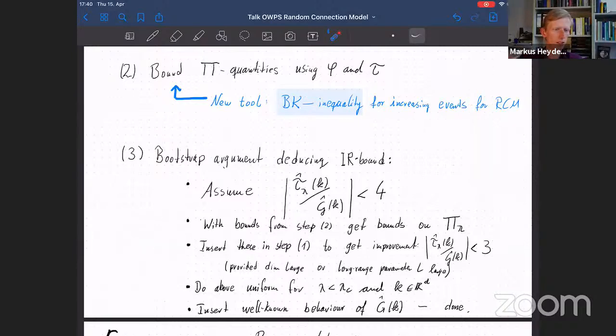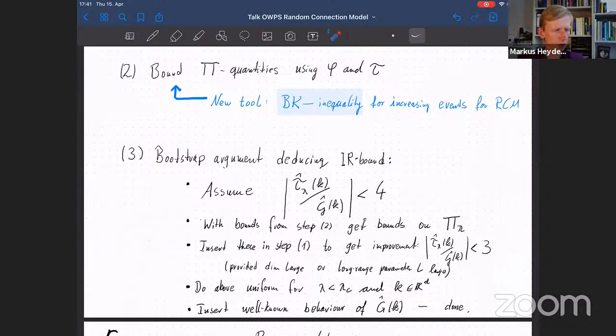And then we analyze the expansion identity and get that actually the tor hat over g hat is not only smaller than 4, but it's even smaller than 3, provided, say, that the dimension is large or this long-range parameter is large or something like that. This is the strategy in this third step. I have not said for which lambda we do this, but we do it uniformly in lambda in this whole subcritical regime, and uniformly in K.